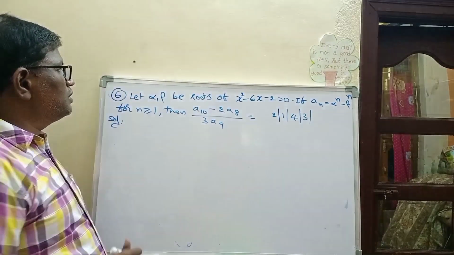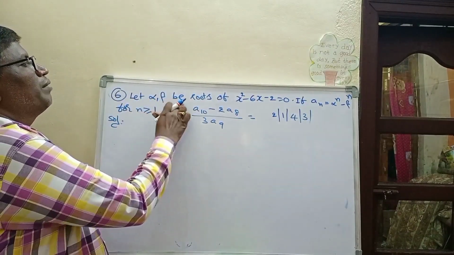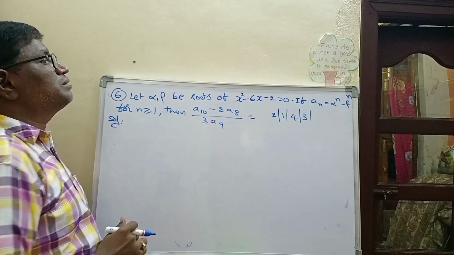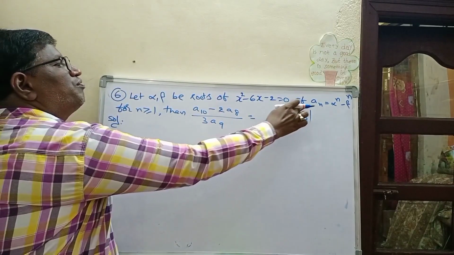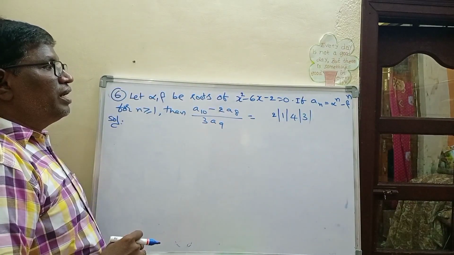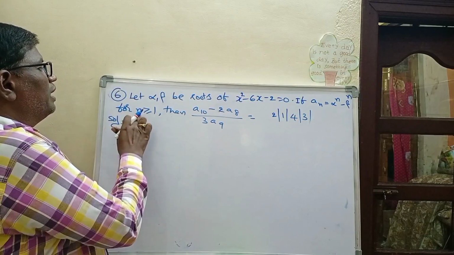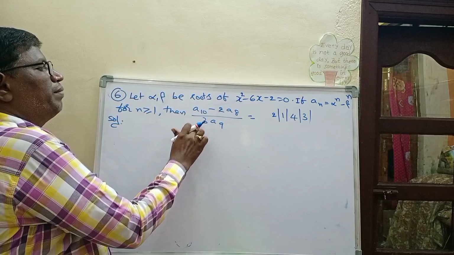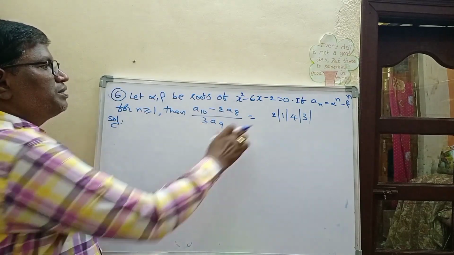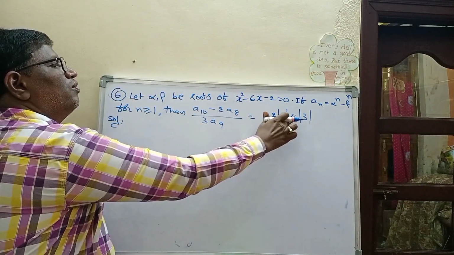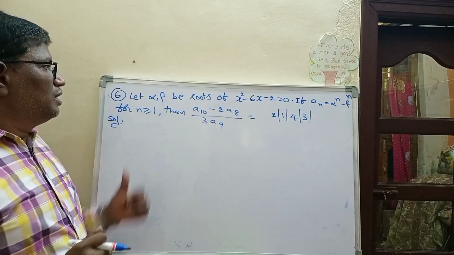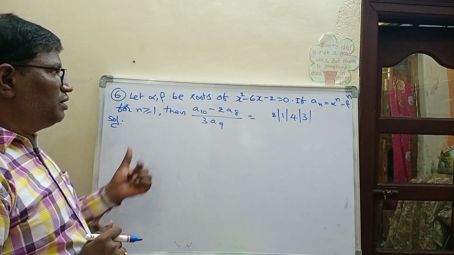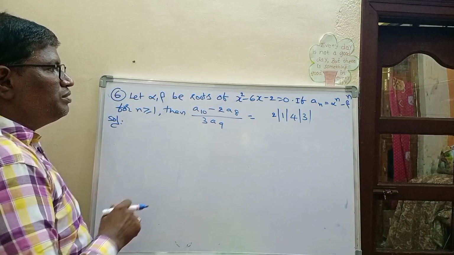Now coming to the sixth question: let alpha, beta be the roots of x square minus 6x minus 2 equal to 0. If a_n is equal to alpha power n minus beta power n for n greater than or equal to 1, then find (a10 minus 2 into a8) by 3 into a9. Options are 2, 1, 4, 3. These are the 4 options. This is also a very important question, and this question is asked so many times.